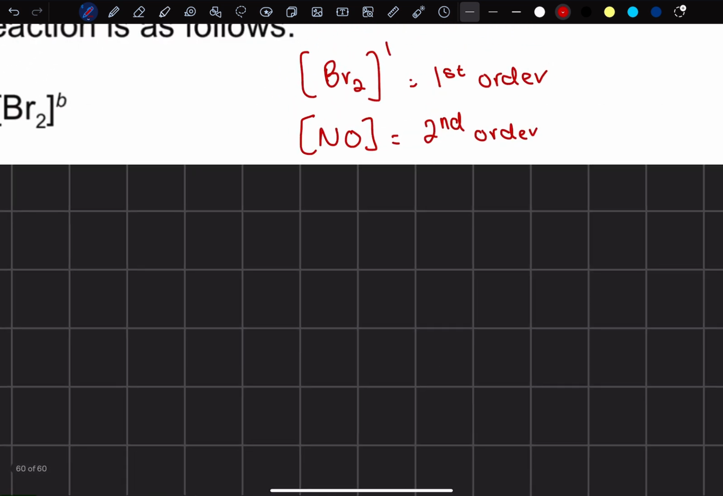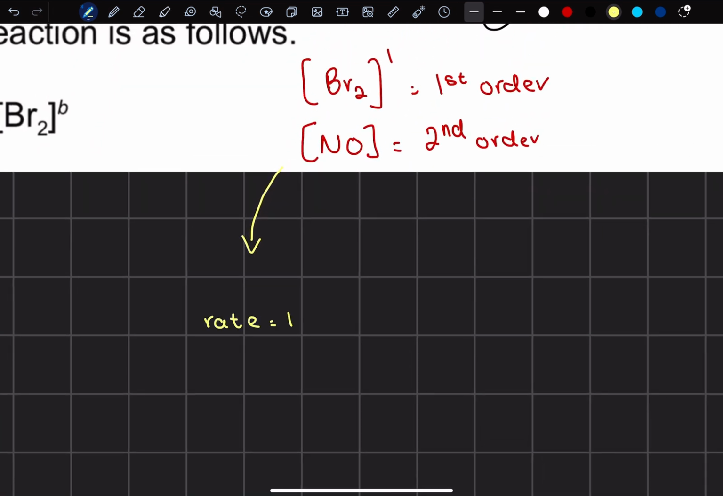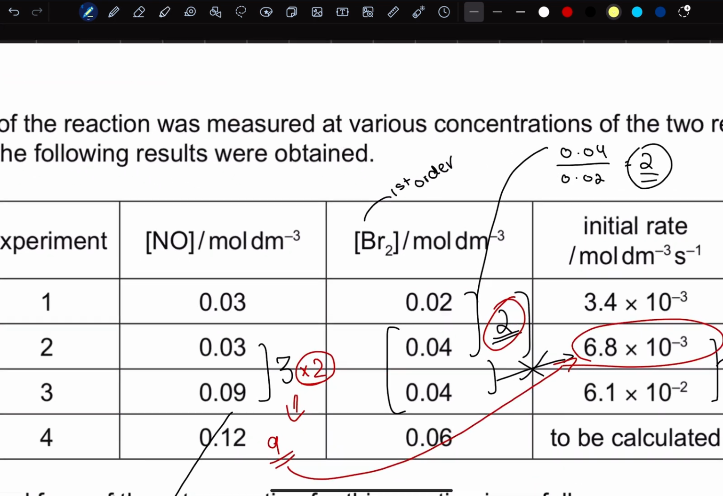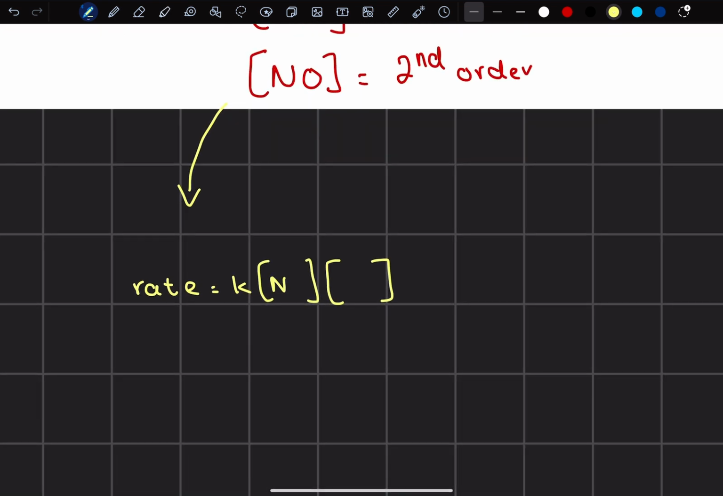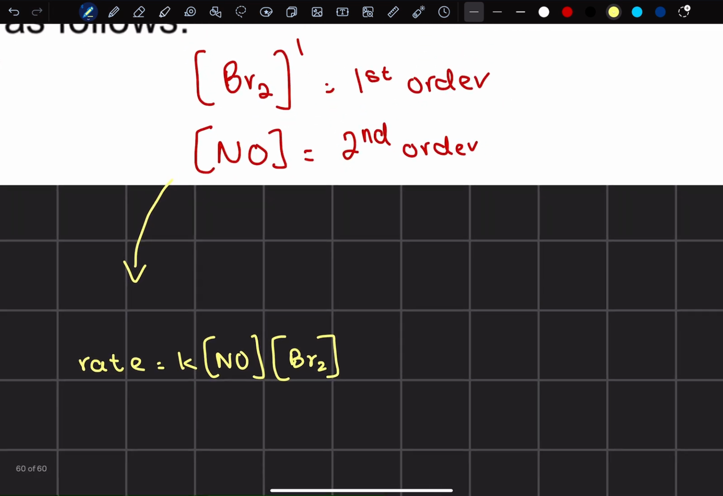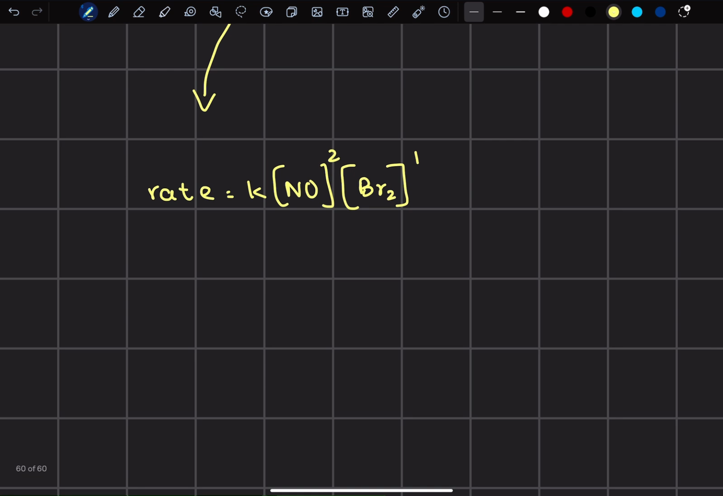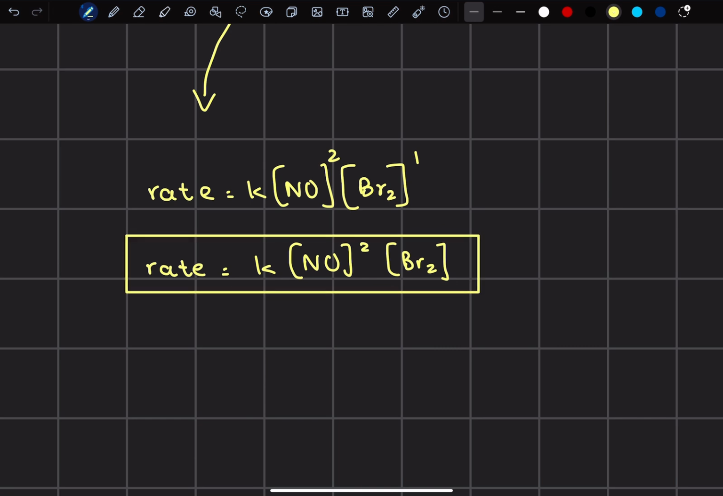So to create the rate equation, now that I have this data, first of all, remember rate is equal to k, and then over here we put in whatever reactants we have. In this case, there are two reactants, NO and Br2. So we'll just put in NO, Br2. Now Br2 is first order, so we put a 1. And NO is second order, so we put a 2. So now we can write this as rate = k[NO]²[Br2]. And that is your rate equation.